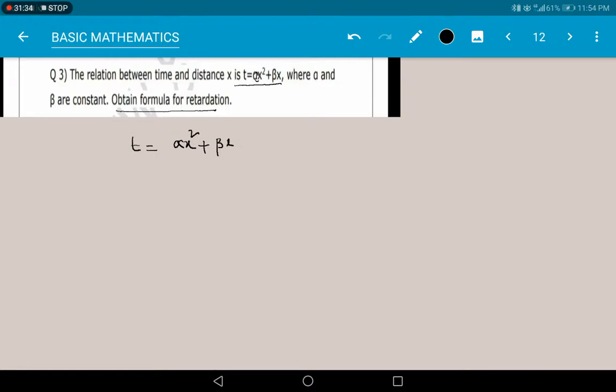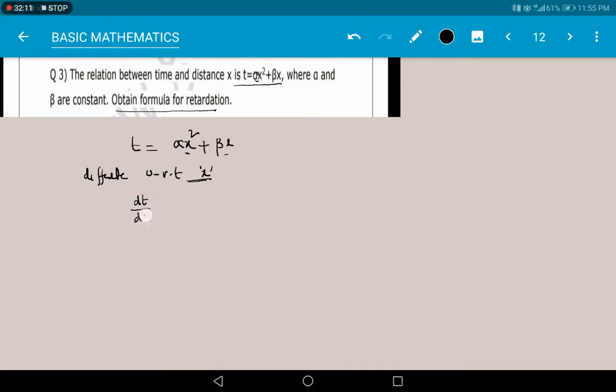Retardation is nothing but acceleration. If you get acceleration as negative, that is known to be retardation. In lower classes you already know what is meant by retardation. Negative acceleration is known as retardation, right? First let us differentiate with respect to x. Sir, why are you doing differentiation with respect to x? Because I have a function of x here, that's why I am differentiating with respect to x.